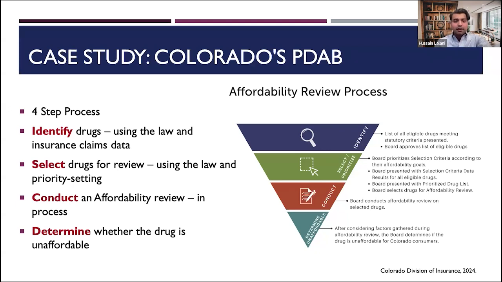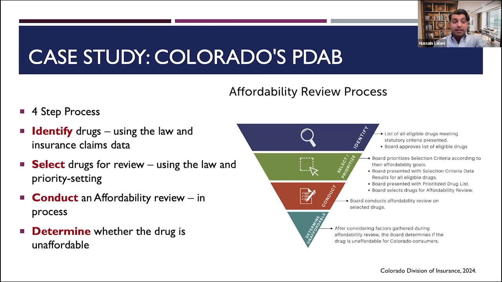So in Colorado, their state law for PDABs, which, by the way, DFA was very supportive of and played a key role in the passage of this law many years ago, I believe around 2018 or 2019. Angie can correct me if I'm wrong here. That state law in Colorado has a 4-step process for how to go about selecting drugs and conducting affordability reviews. So we're going to review the 4 steps, which are illustrated in this schematic from their website, which I'm happy to share the link to.